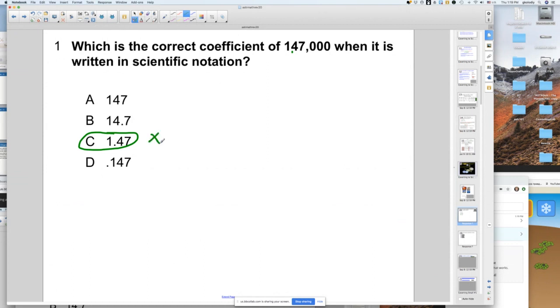And of course, to write the whole number, 10 to the, well, how many? 1, 2, 3, 4, 5. It will be 10 to the 5th, because I had to move the decimal point 5 places to get it here.